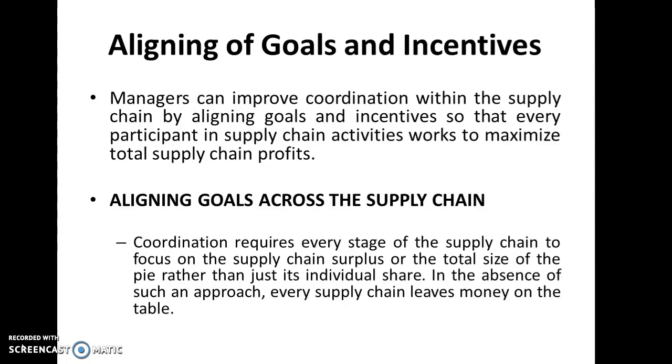In the absence of such an approach, every supply chain leaves money on the table. The meaning of the phrase leaves money on the table is missing out on the opportunity to earn profit. So here, if you don't have coordination, the supply chain system misses the opportunity to earn the profit.